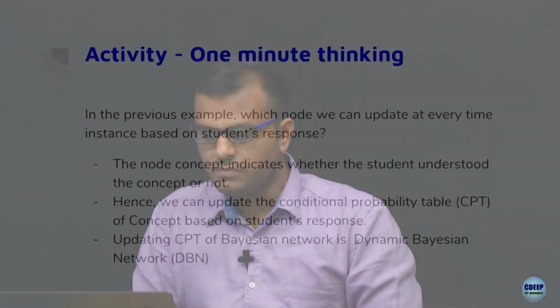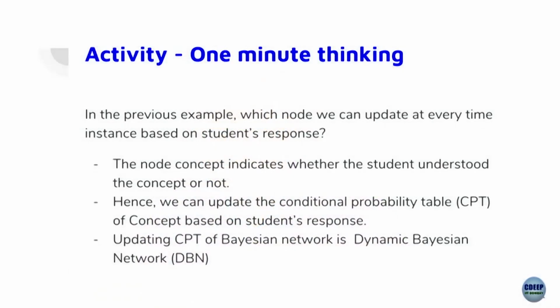right? Because in a Bayesian network you will not have all the values, only the observable values you observe, then you need to keep updating these values. Sometimes you need to update the parents. Okay. The node concept indicates the concept, hence we can update the conditional probability table of the concept based on the student's response. Okay. If you update the C, you can update the explanation value, everything can update.